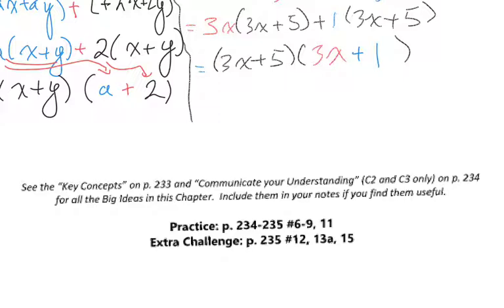So now your homework is going to be these questions at the bottom of the page. And you'll notice it says here, basically take a look at the key concepts on page 233. And all you have to do is just read it. If you feel like you could use it, add it to your notes. And on 324, there's also some more big ideas for the chapter that we just did. And what I want you to do is do all of these questions, page 234 to 235, number 6 to 9, 11, and do the extra challenges.